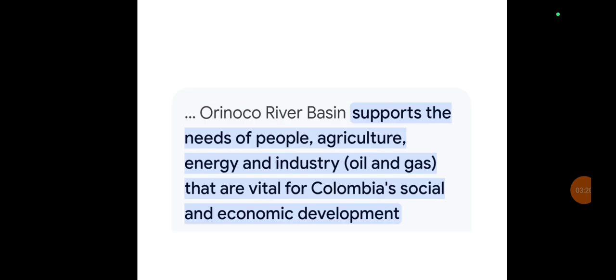The next is the Orinoco River Basin. The Orinoco River Basin supports the needs of people, agriculture, industry, and energy, and it is very vital for Colombia's social and economic development. The River Orinoco rises from the Andes and takes a northeasterly direction to meet the Atlantic Ocean, where the mouth lies. The Orinoco Basin is a grassland area separated from the Amazon Basin by the Guiana Highlands.